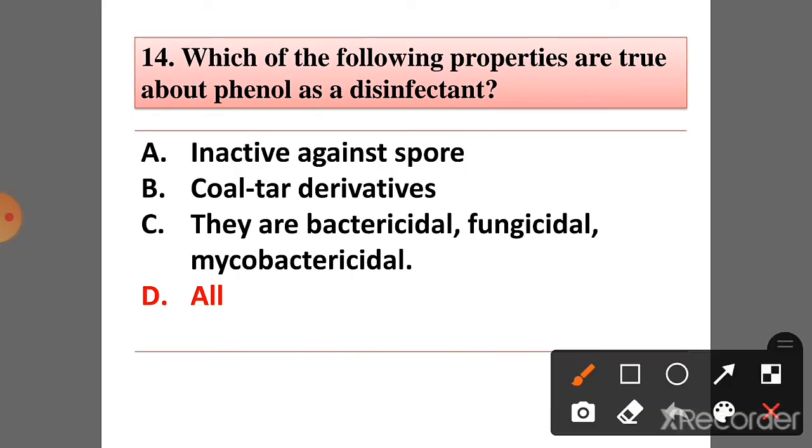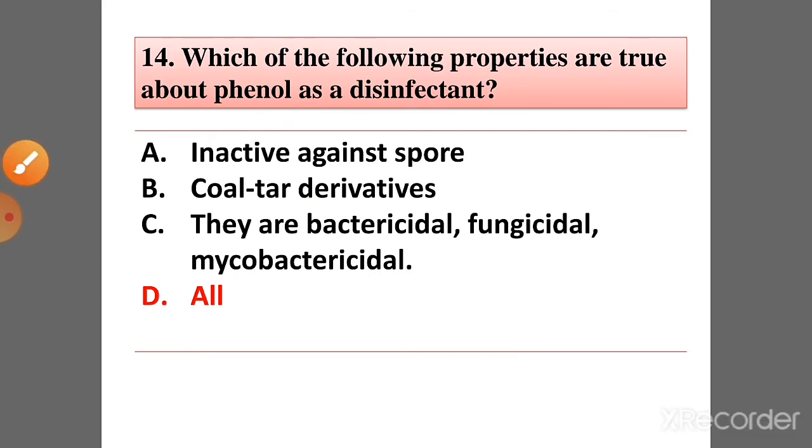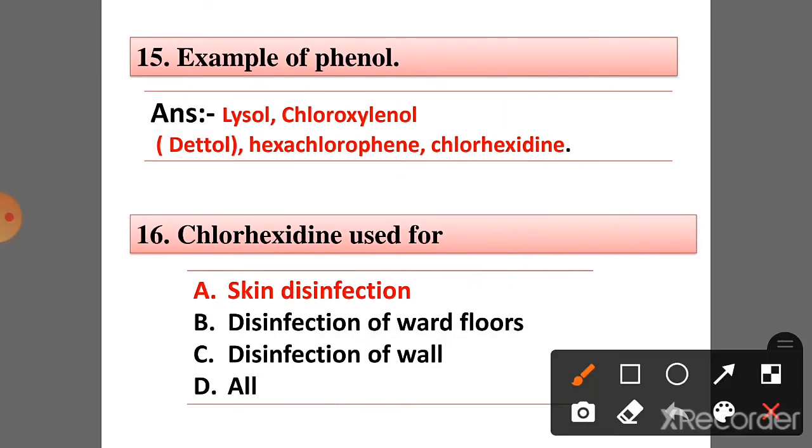Question 14. Which of the following properties are true about phenol as a disinfectant? Option D, all. Inactive against spore, coal tar derivatives, and they are bactericidal, fungicidal and mycobactericidal. Question 15. Example of phenol: Lysol, chloroxylenol and hexachlorophene and chlorhexidine.